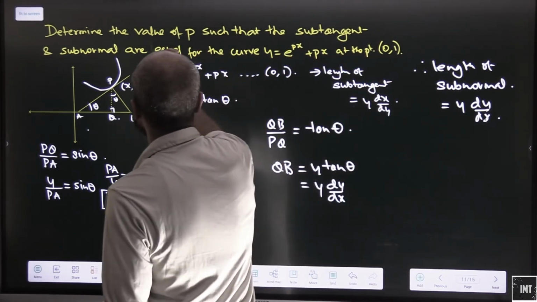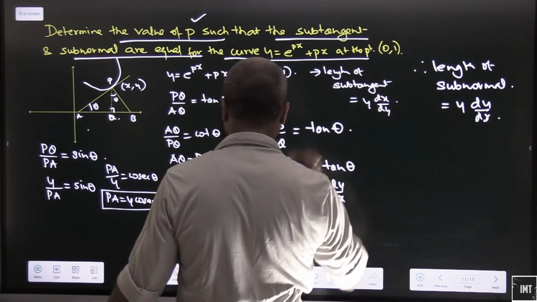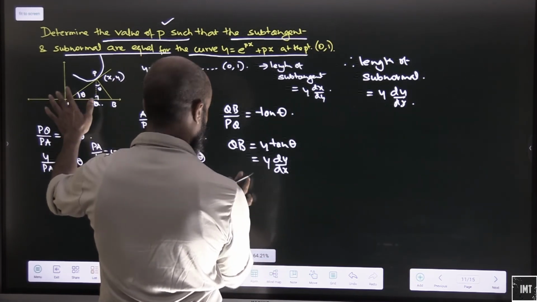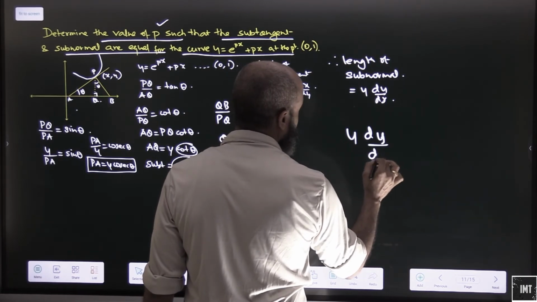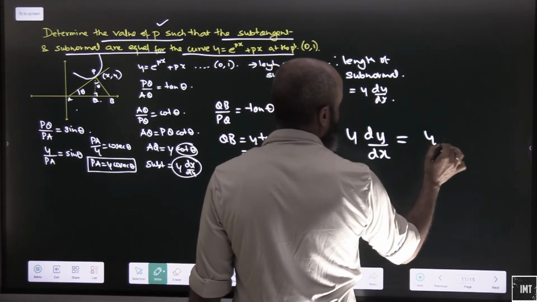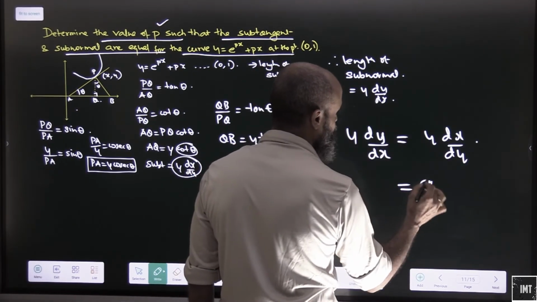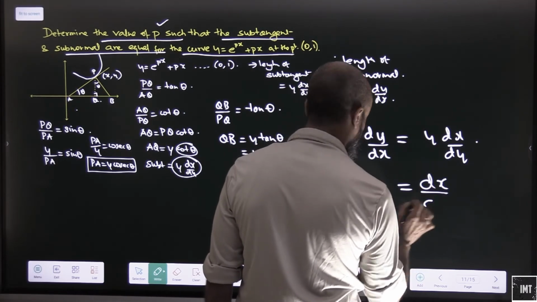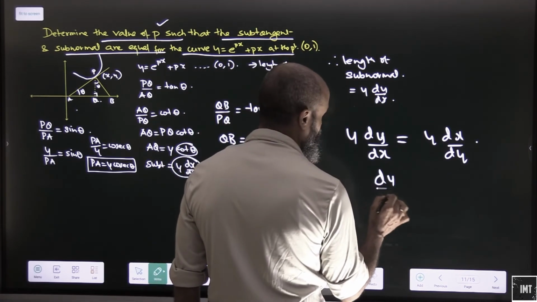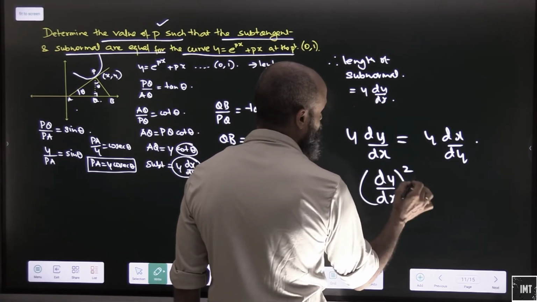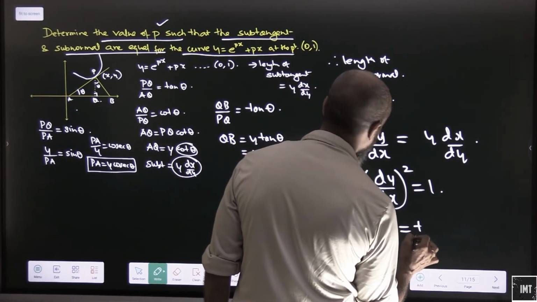Now what is said in this question? Determine the value of p such that the subtangent and subnormal are equal for the curve. So in this case we will have subtangent and subnormal equal, that is, the subnormal y dy by dx is equal to y dx by dy. So y and y get cancelled, and we get dy by dx whole squared is equal to 1, or we can say dy by dx is equal to plus minus 1.